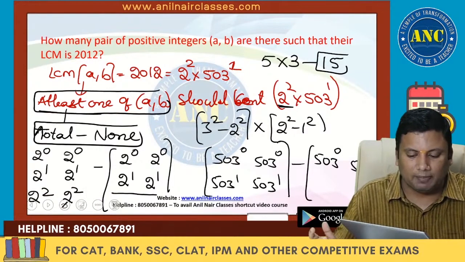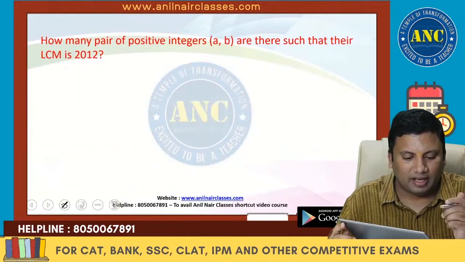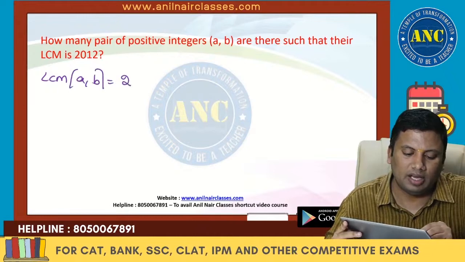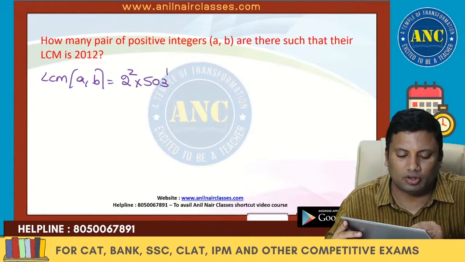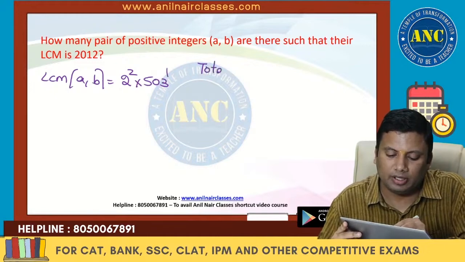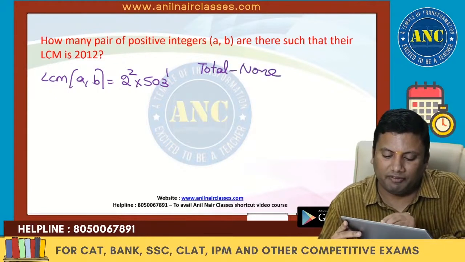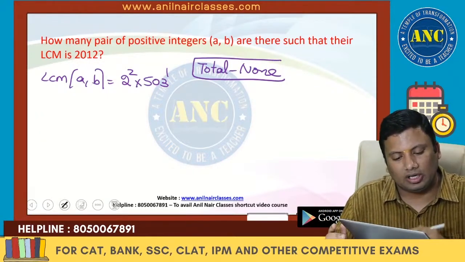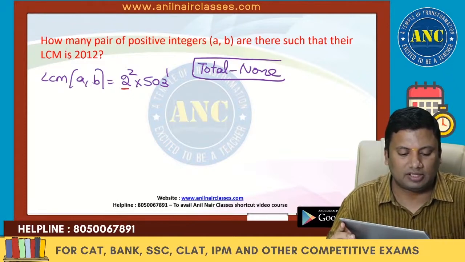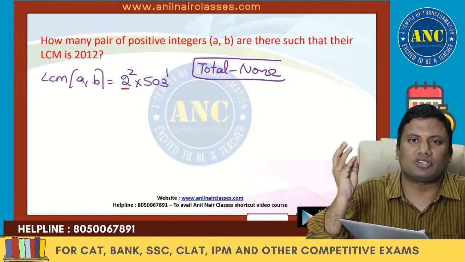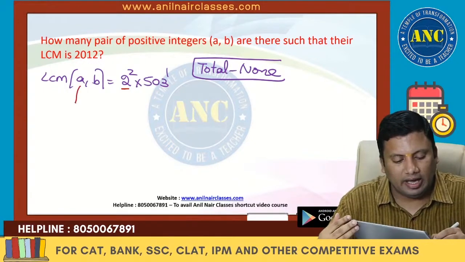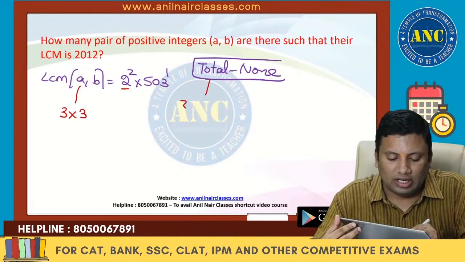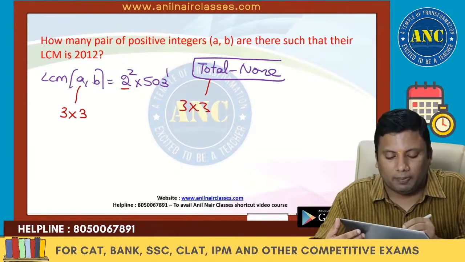We can further simplify. Now, I will further simplify. See here, sir. LCM of A comma B is 2 square into 503. What is the concept I am using? Total minus none. Listen carefully, sir. If you know this, next 5 problems are very, very easy for you. First we will start with the first prime base. Total 2 square: 2 power 0, 2 power 1, 2 power 2. A can take 3 cases. B can take 3 cases. Total cases are 9, distributing all the powers of 2.